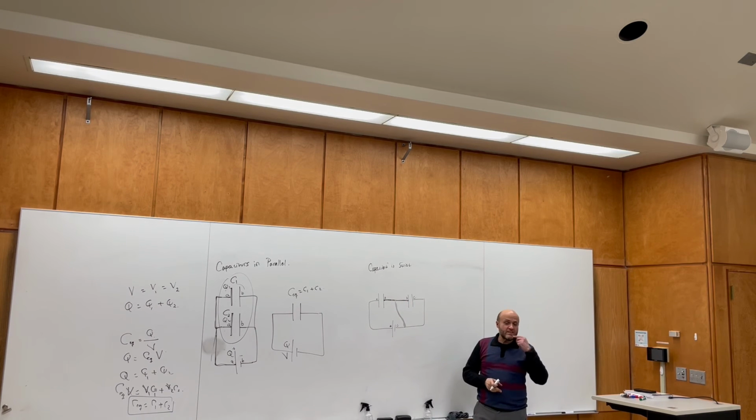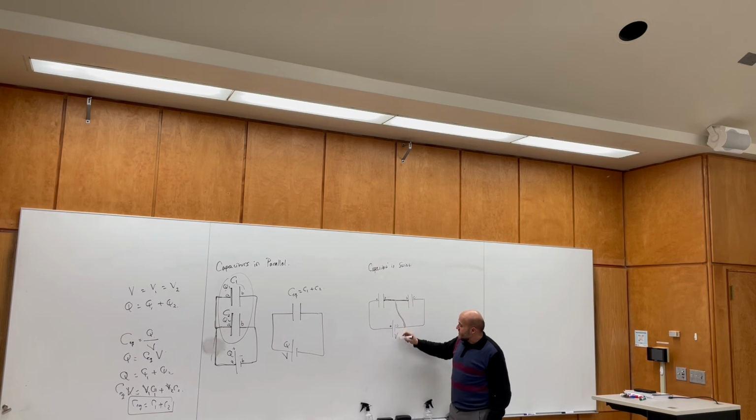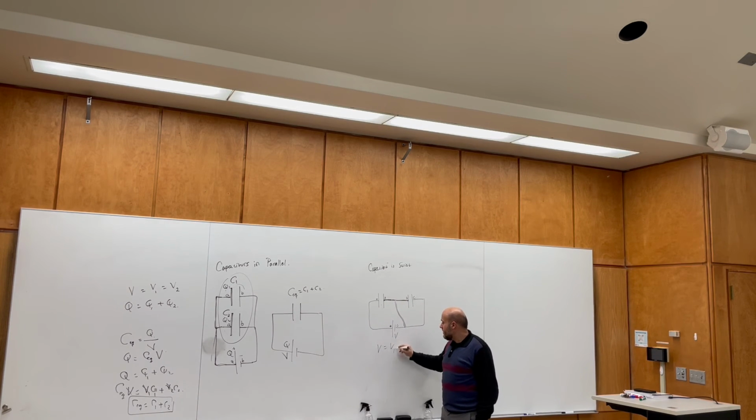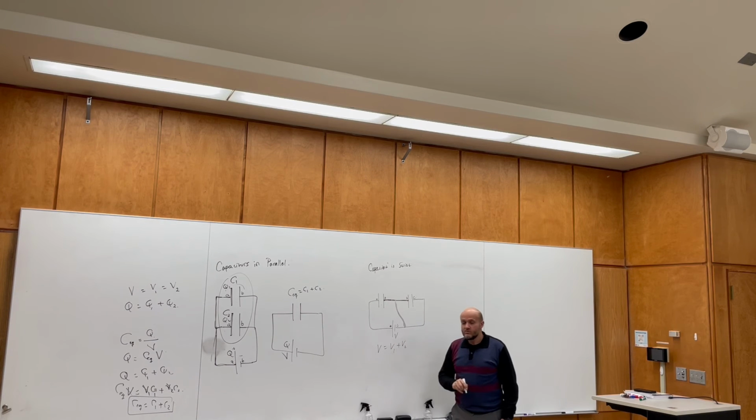So the voltage here is not the same, but the voltage will be divided, which means whatever voltage is given from the battery will be divided between both. Like for example, this is 10, 2, 8, 10, 3, 7, 10, 4, 6. So it has to be divided. So now V is V1 plus V2. So now the voltage is divided.